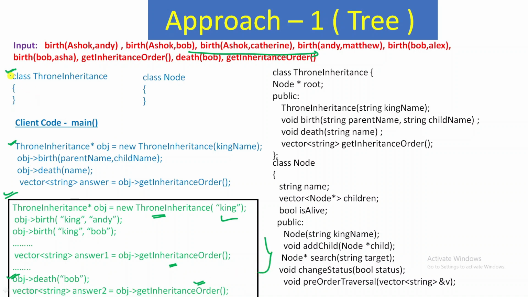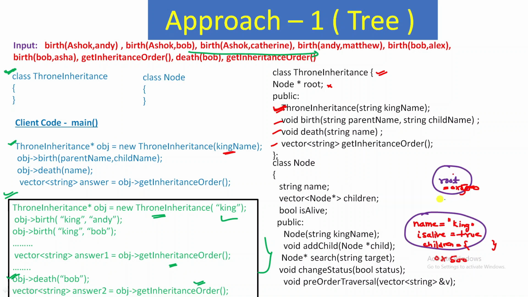So we basically have the ThroneInheritance class given. If you see the LeetCode part, we are just given this ThroneInheritance class, and we are given these 4 APIs, and we have to design this question. Now I'm assuming for this question that you know the tree data structure and how classes and structures actually work. Based on this assumption, I'm solving this question.